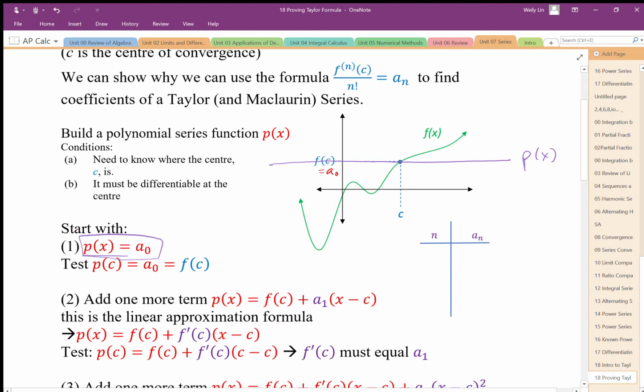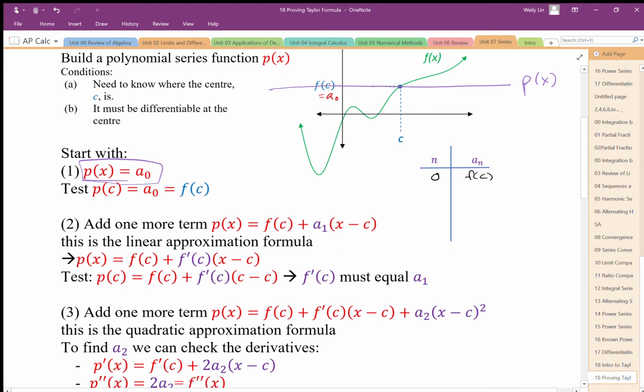So p of x equals f of c. This function is our Taylor polynomial for the first term, and it's not a very good approximation, but we'll write that down. When n equals 0, we have a0, or f of c. Let me write that in a different color here, so we keep track of all this. There's our first coefficient, which is f of c.